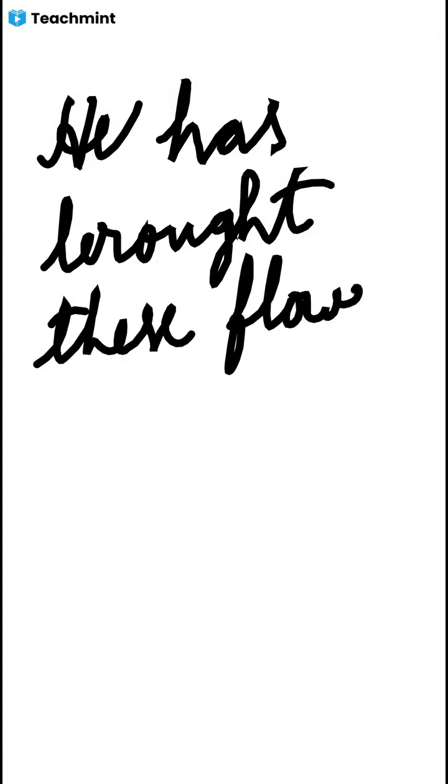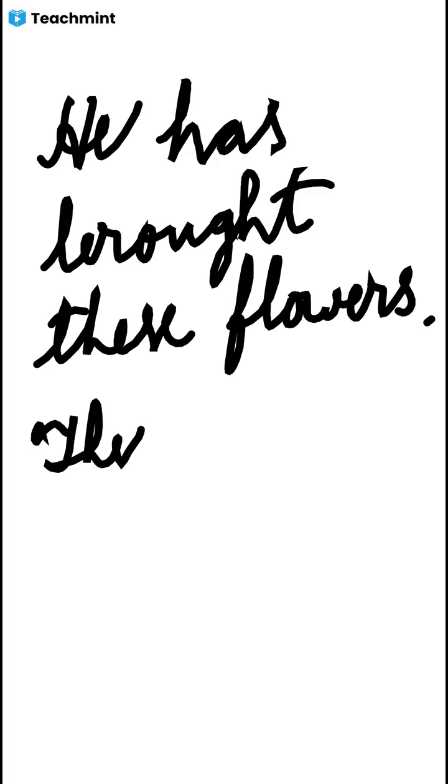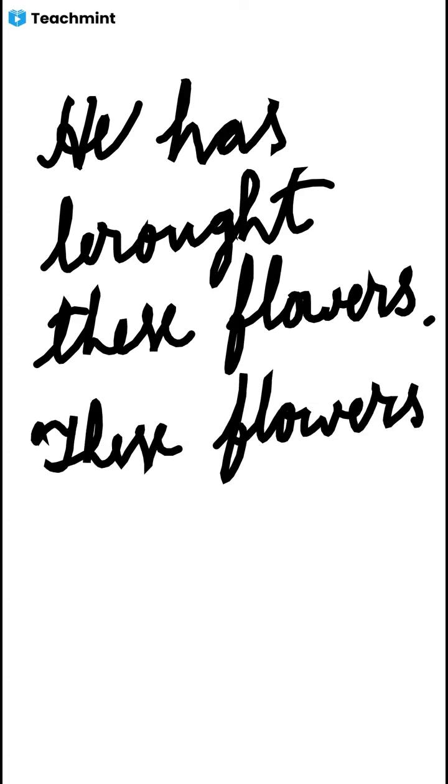He has brought these flowers. So what will be the changed form? This is an active voice. This flower has been brought by him. Again, you tell me. Yes, very good. Who has told these flowers have been? Yes, these flowers have been brought by him.